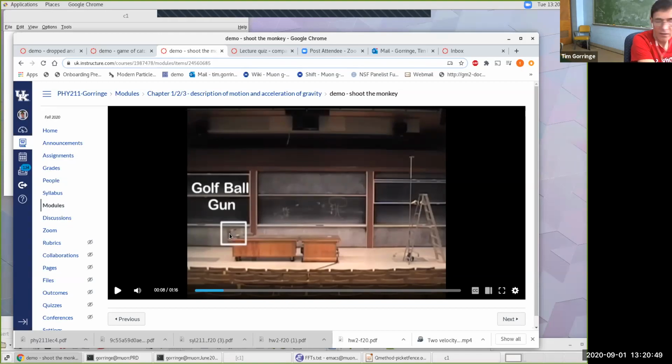The gun for shooting the monkey is over here on the sort of bottom left-hand side. And the monkey in the tree will be up here in the top right-hand side. Now, just to be clear, it's not a real monkey. It's a toy monkey. And to hold it in the tree, we're going to use an electromagnet. And that magnet will be switched off when we fire the gun. So the monkey will drop from the tree when we fire the gun.